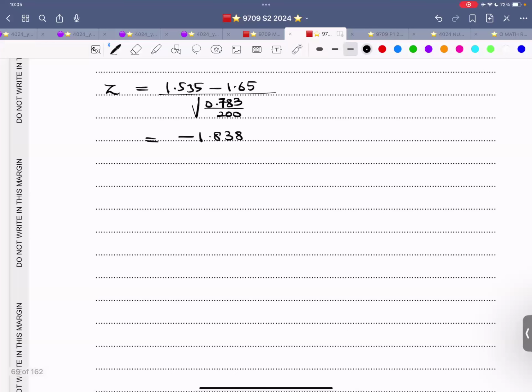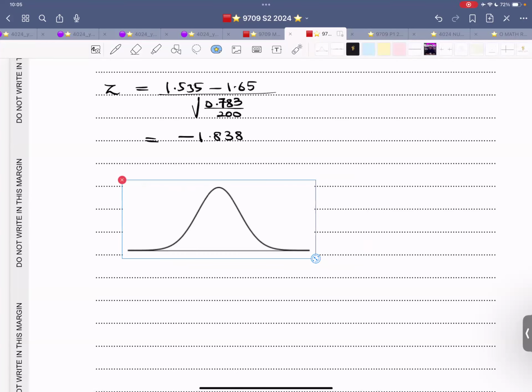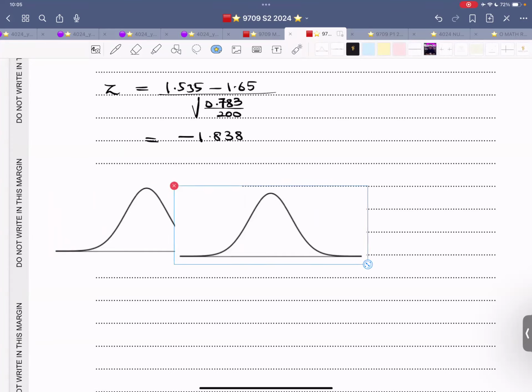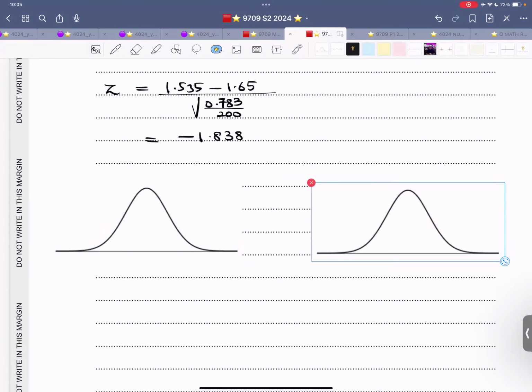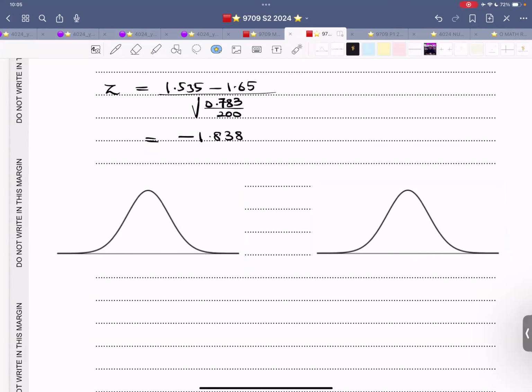Let me draw the normal distribution curve, two of them. So that's the first one. That is the second one. First of all, let me focus on the lower tail, 5% significance level. This is negative 1.645. And this one is 1%. It's not drawn to scale, so don't worry about that. 1% significance level, negative 2.326. Now this is the Z calculated value, negative 1.838.